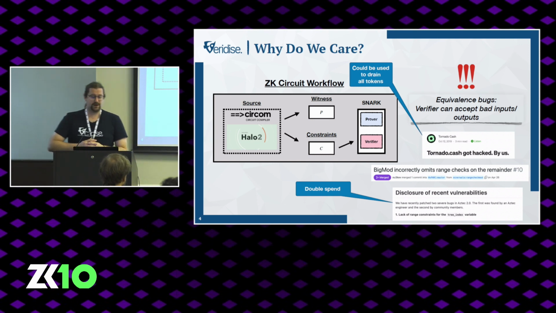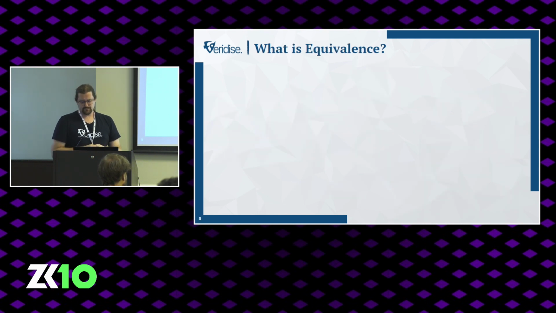In addition to that, there have been a number of other ZK bugs that have been found before they were actually hacked. So Veridise actually found a bug in CircomLib, which corresponds to that first one. And then there have been a number of other disclosures that could have caused things like double spends in the past. So let me talk about equivalence really quick.